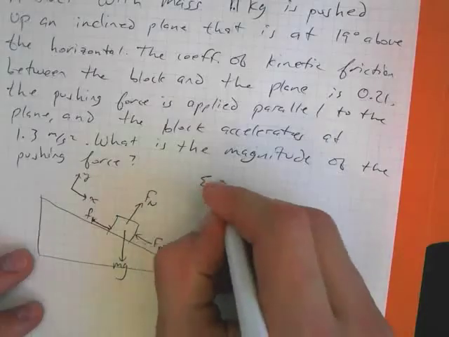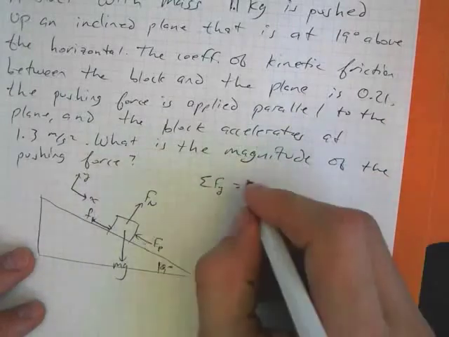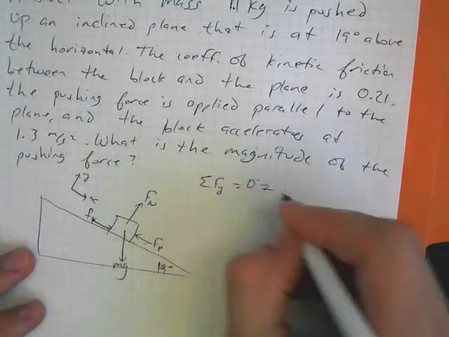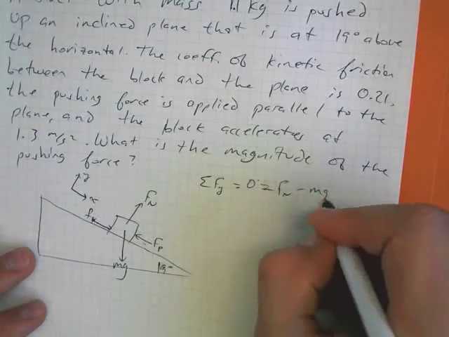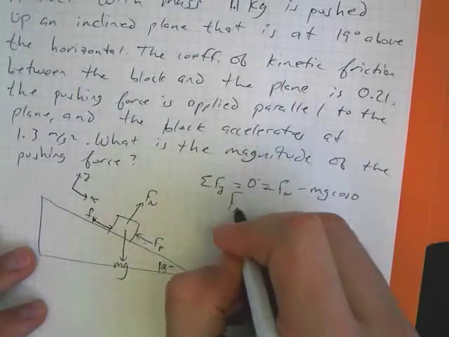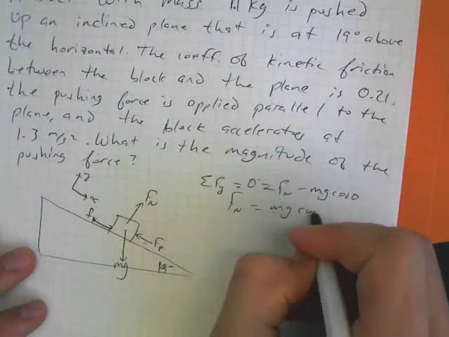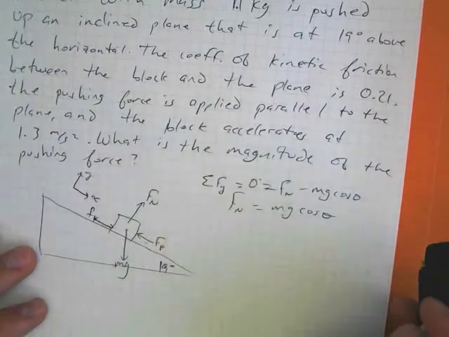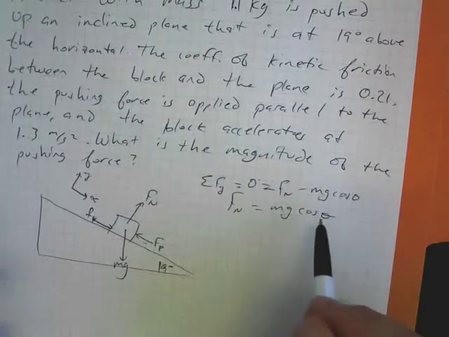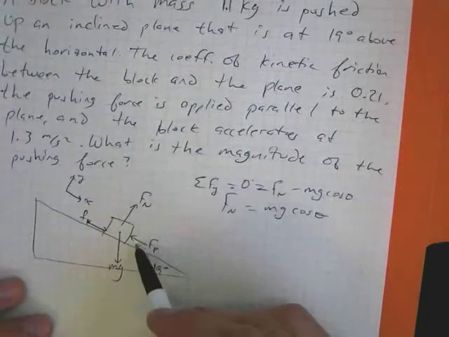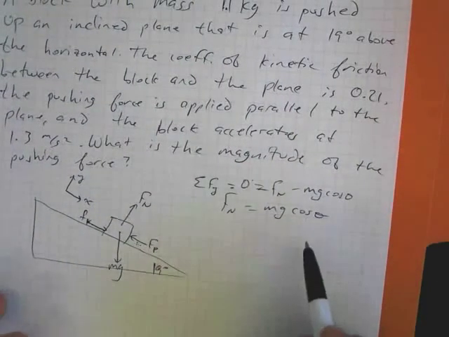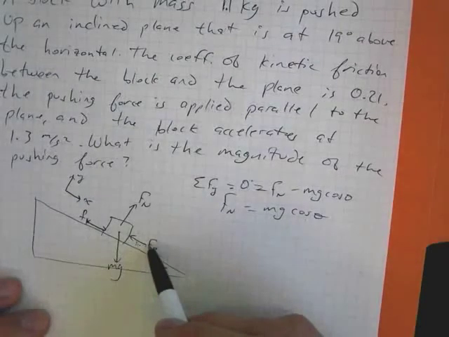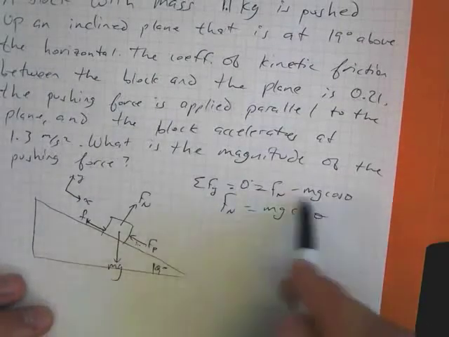Sum of our forces in the y direction is going to be 0 because the block stays on the ramp. Normal force minus mg cosine theta. So our normal force is equal to mg cosine theta. This will often be the case in inclined plane, but again, it's not a set rule. If the pushing force wasn't parallel to the ramp, then that would show up in this part of the equation as well.